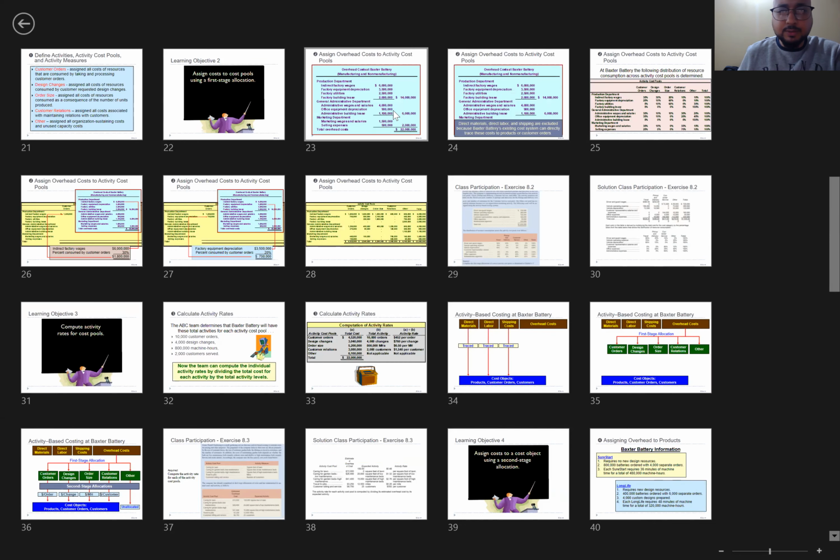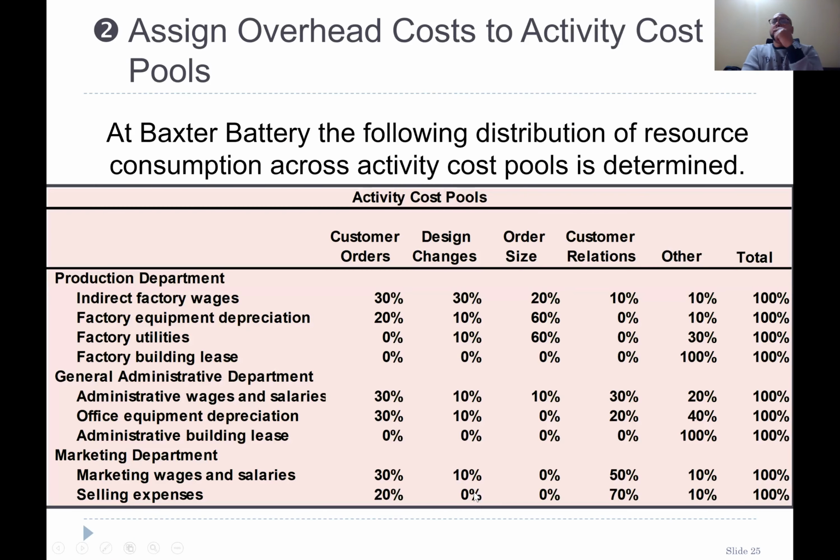First stage allocation, here we go. So how does it involve a subjective nature, judgment? You see 30%. Why is it not 35%? Why is it not 25%? Why isn't it zero? Because this is factory wages. And how is it related to customer orders, design changes, customer relations, right? So it depends on judgment as well.